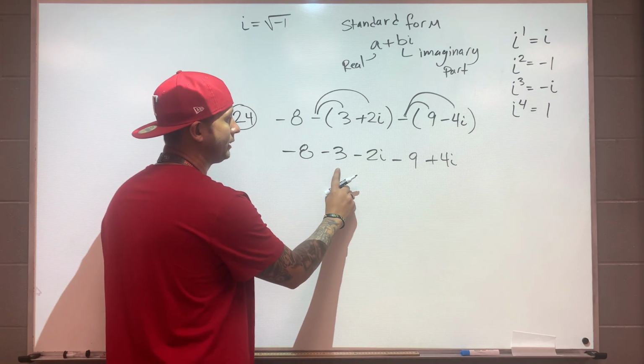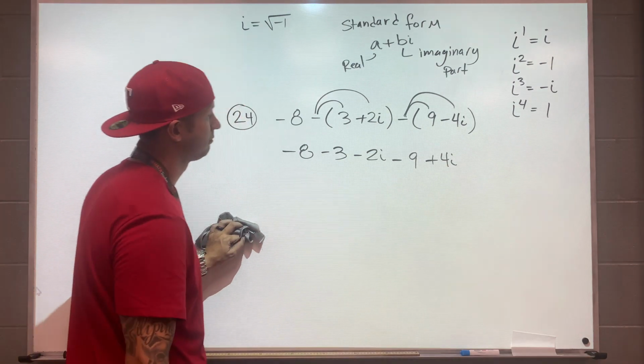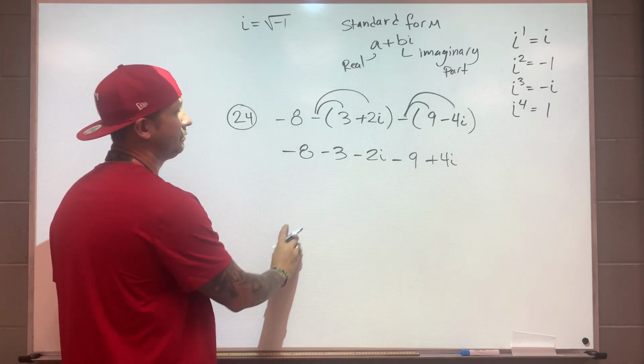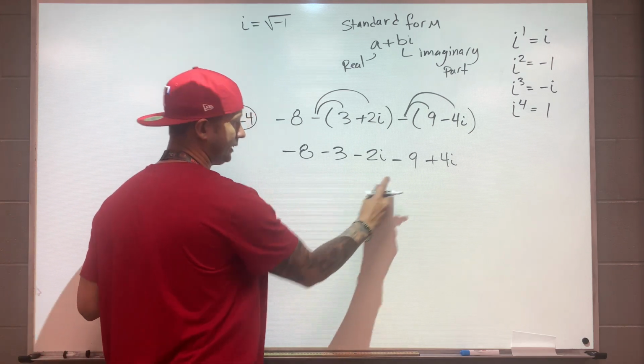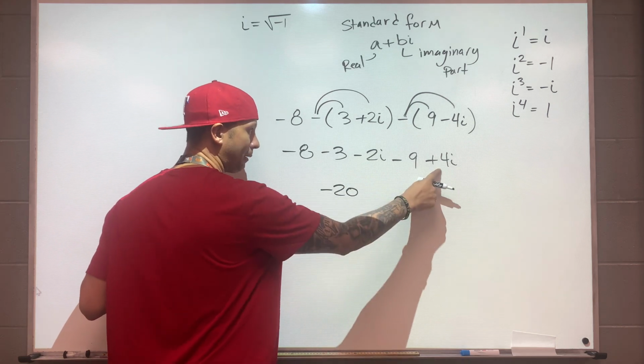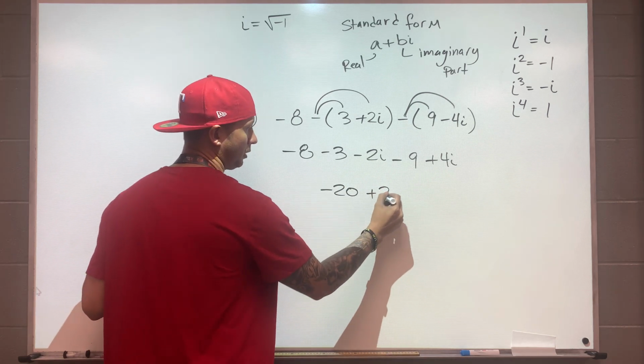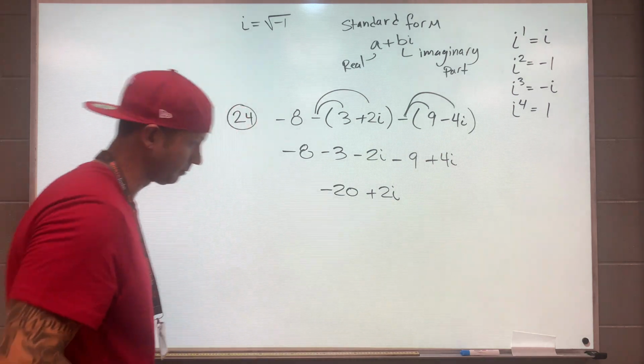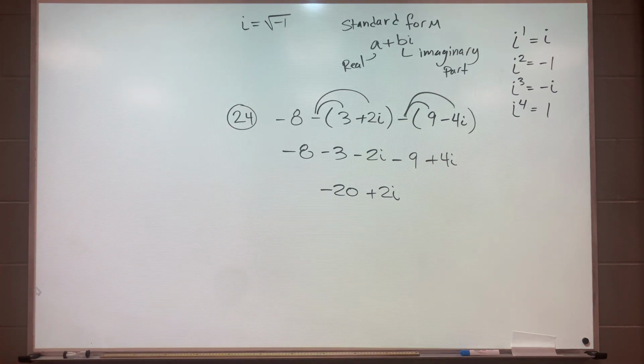8 minus 3 minus 9. So 8, 9, 10, 11, negative 11, minus 9, negative 20. Negative 2i plus 4 plus 2i. They almost got us on that one. So negative 20 plus 2i. That was number 24. That was the last of it. All right, good luck.